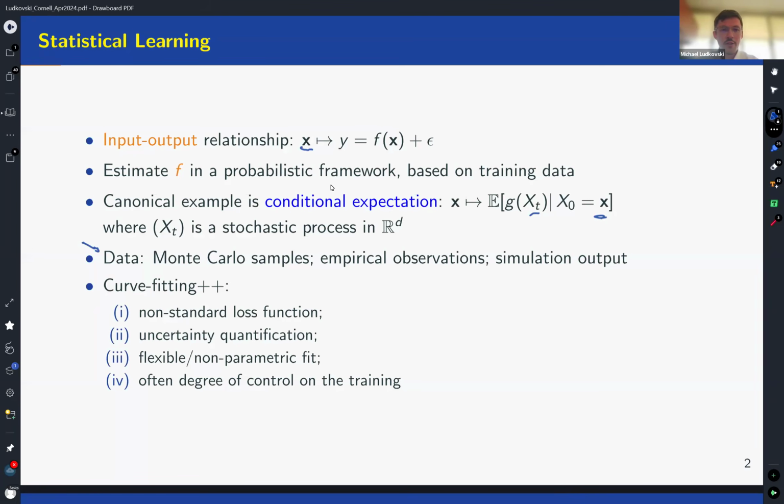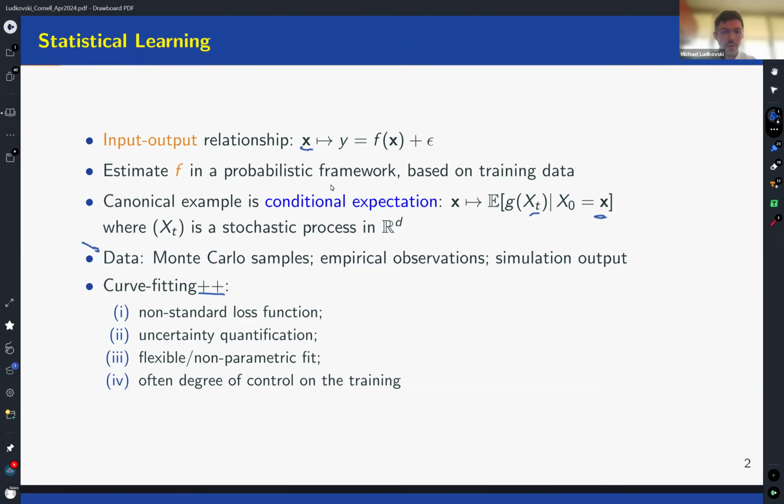So really statistical learning is essentially curve fitting. But I put a plus because there's more to it than just the basic idea. Usually curve fitting implies you try to minimize some loss function. And so often what happens in the applications I'm thinking about, and I'll describe a few of them, is that the loss function is kind of non-standard. So least squares, for example, may not be appropriate, or you have to be careful how you interpret what you're doing.